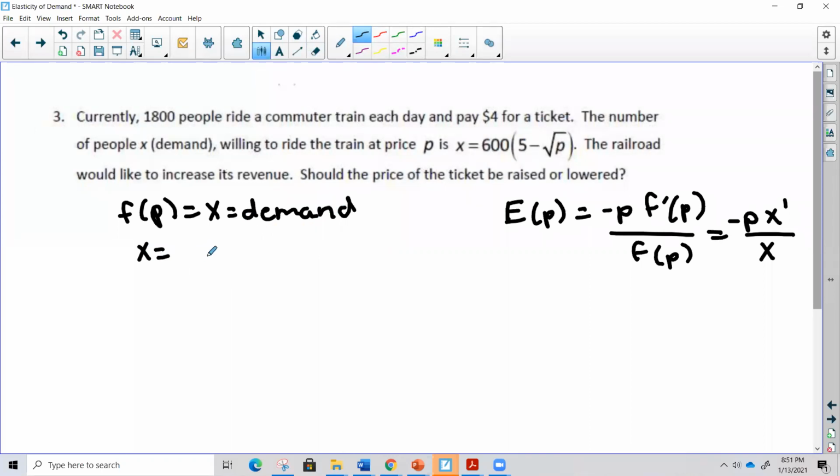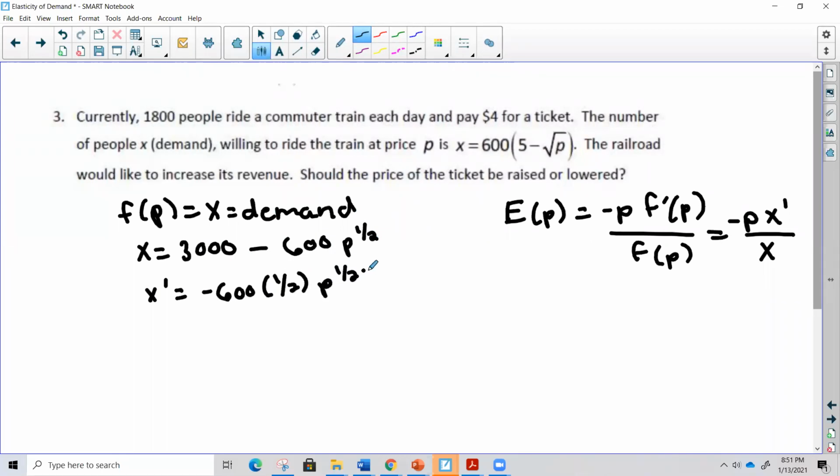So 600 times 5 is 3,000. And 600 times negative square root of P is negative 600 times the square root of P. I'm going to change it to P to the 1/2, since we need to change our square roots to 1/2 before we take the derivative. So now when I take the derivative, 3,000 is 0. So I'm going to have negative 600 times the exponent of 1/2. And then I'm going to take 1/2 and subtract 1 to get the new exponent. So the derivative becomes negative 300 P to the negative 1/2.